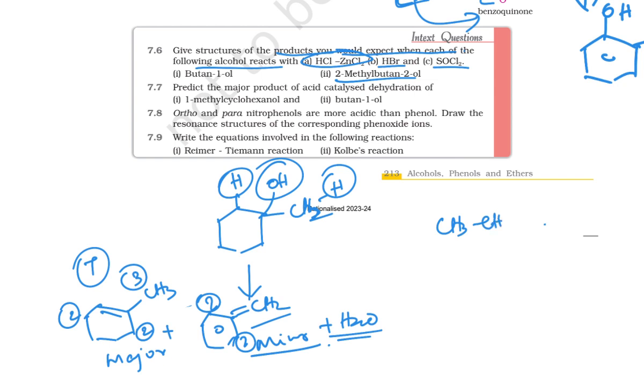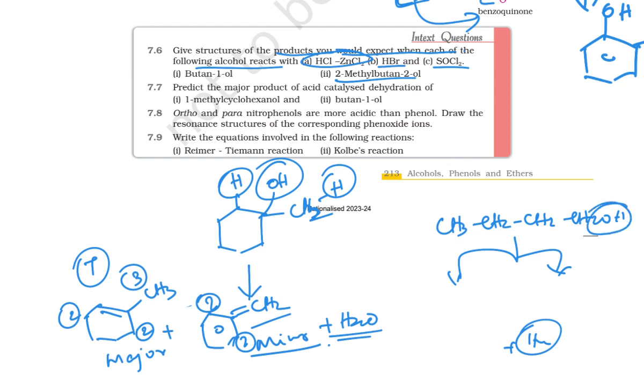One more thing, butanol they are asking. Butanol undergoes the dehydration reaction. At that time, if it undergoes the dehydration reaction, there are 2 products. If the hydrogen is removed from here, your alpha carbon, then your product is going to be this one. But I think they are asking butan-1-ol, so the product is butene only.